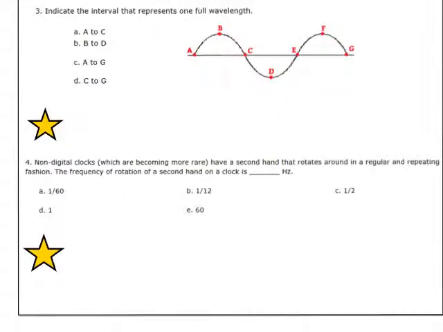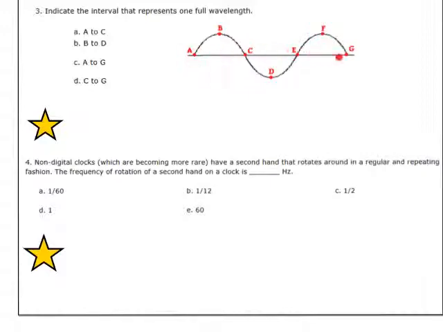Next, we have another picture, and you are asked to figure out which pair of those letters will represent a wavelength. So typically you probably went from B to F because it's from crest to crest. However, that's not one of our choices. So we want to examine the choices that are given. A to C, that's not one. That's actually half of a wavelength. B to D, same thing. That's only half of a wavelength. It's crest to trough, not all the way back to crest again.